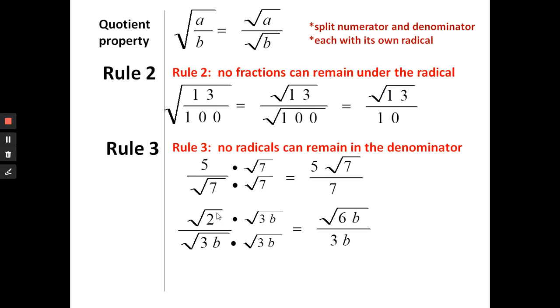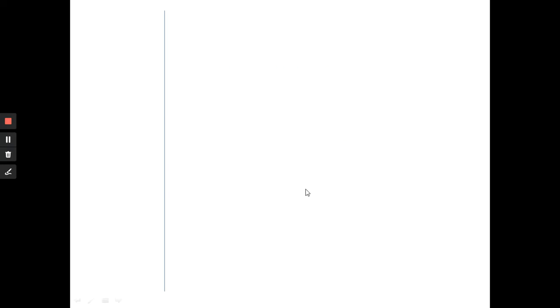And then, since none of them are replicas of each other, we don't have any square root of 2 times the square root of 2 or square root of 3 times square root of 3. We're going to have to put them all under the radical. Okay, so that would be the simplified form of this one.